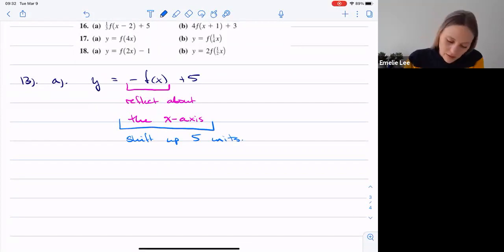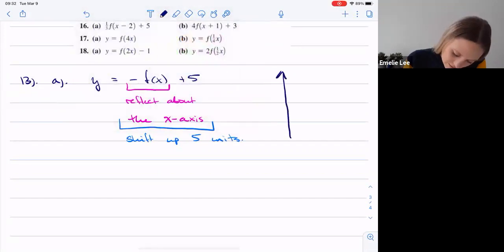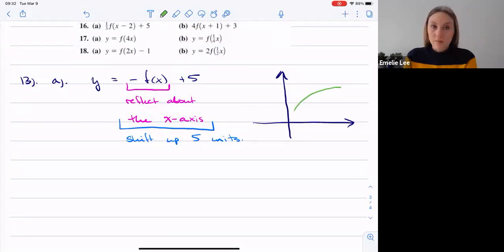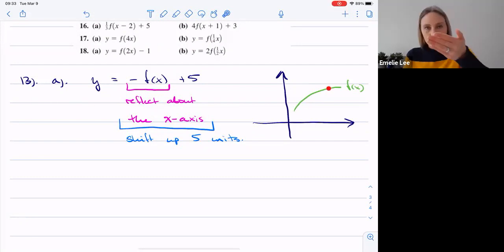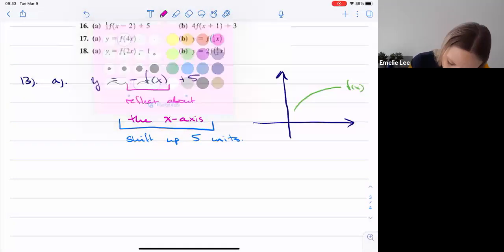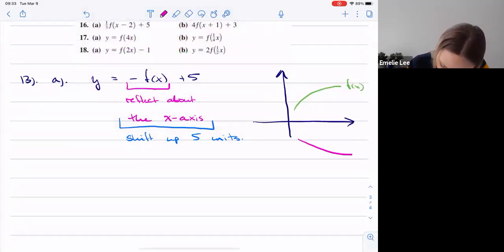Let's imagine for a second that I give you some sort of curve, kind of like this. I'm not going to label anything. So here, this is my f of x. What would my negative f of x look like? Here I have to reflect about the x-axis. So this whole thing is going to revolve around the x-axis, like this. Negative f of x.